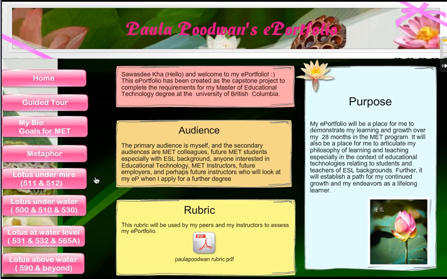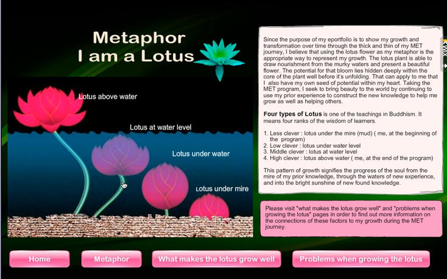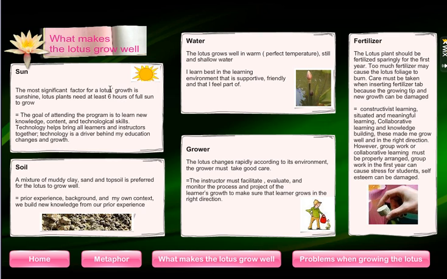In each page, there are also several pages underneath for you to visit. For example, the metaphor page, where I discuss why I use the lotus as my metaphor, also has other pages discussing the problems when growing the lotus and what makes the lotus grow well, where I compare the factors such as sun, water, soil, grower, and fertilizer to the factors that support my growth in the MET program. From this page, you can choose to go back to the metaphor page or to go straight to the home page.